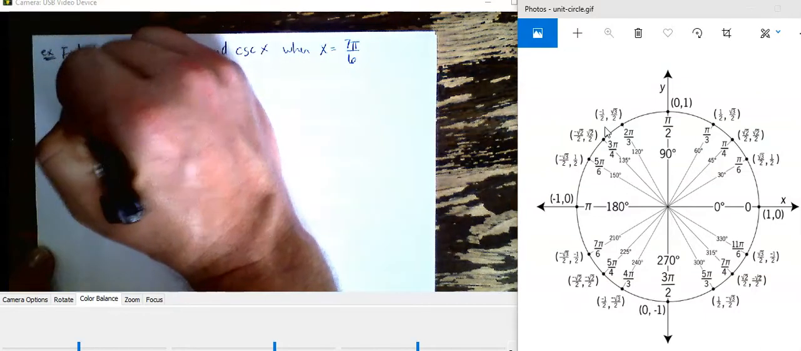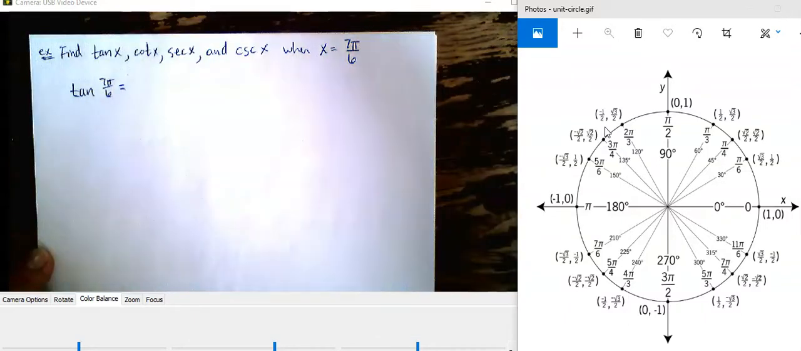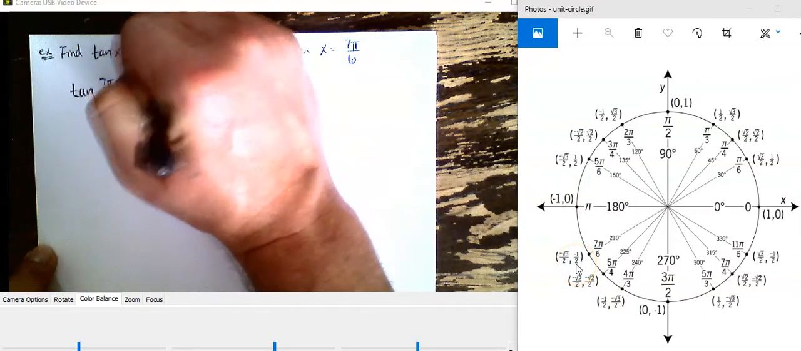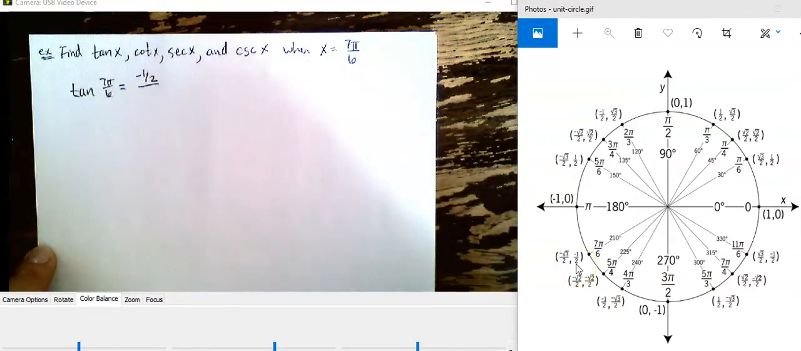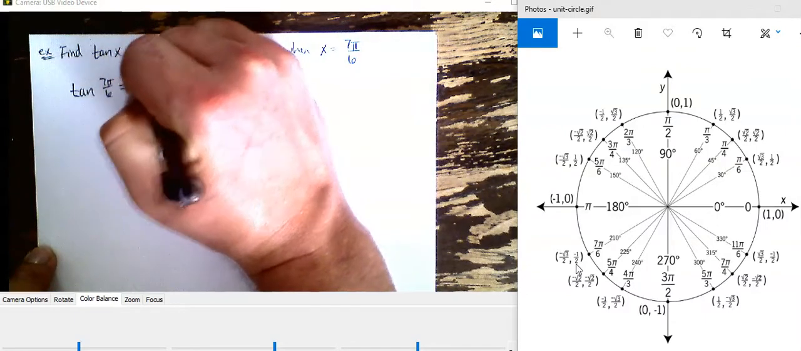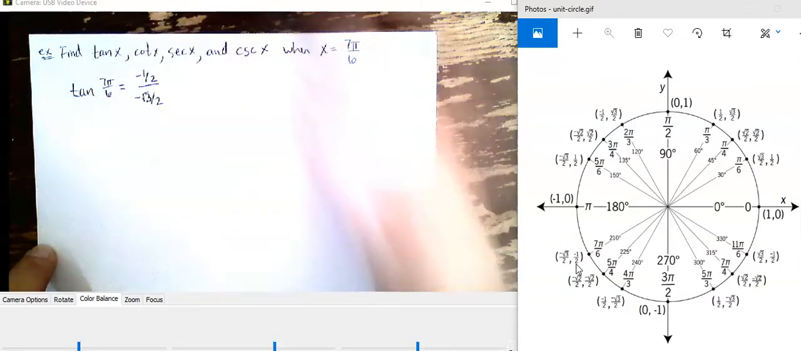Alright, so let's start with our tangent. Tangent at 7 pi over 6 equals the sine at 7 pi over 6 divided by the cosine at 7 pi over 6. So let's go to our unit circle and find those values. So the sine at 7 pi over 6 is -1/2 divided by the cosine there, which is -√3 over 2.